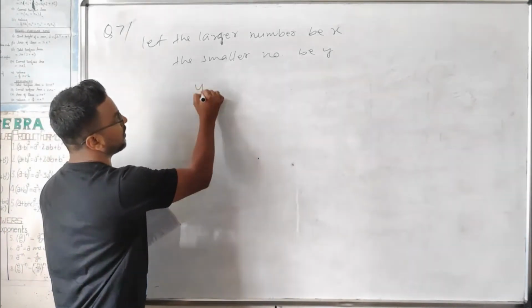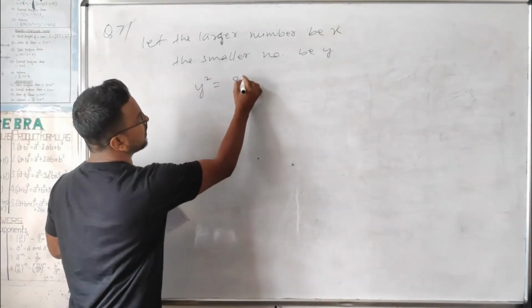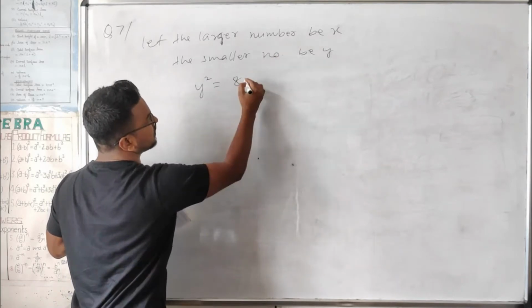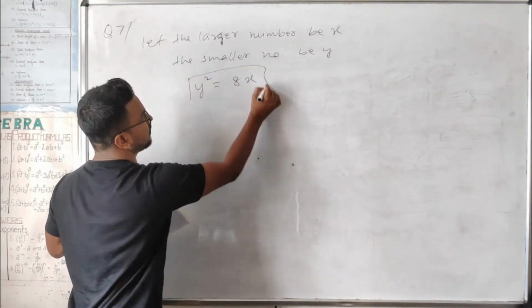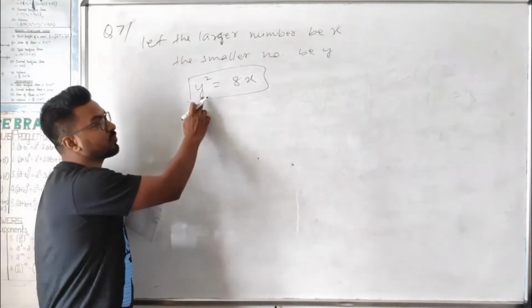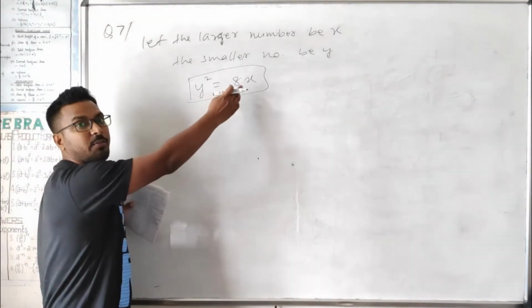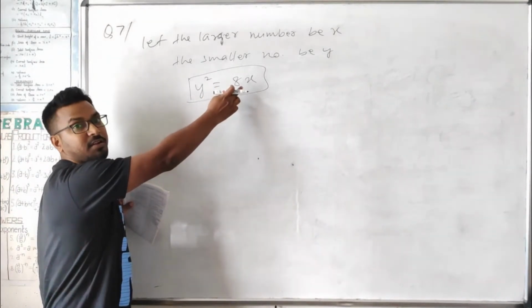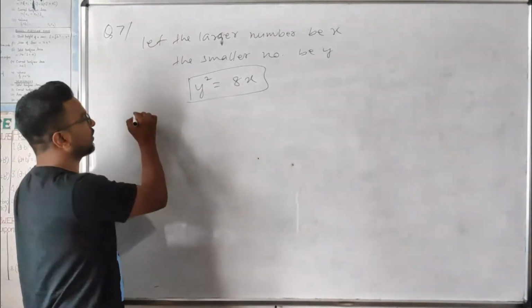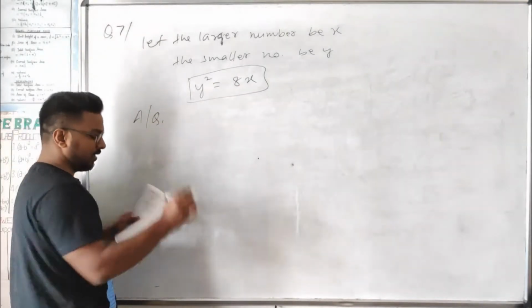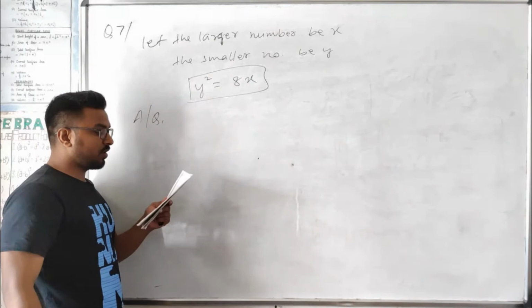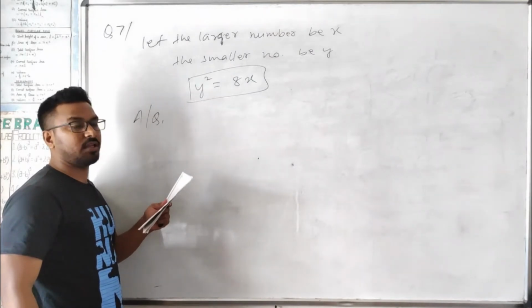Okay, now it is given the square of smaller number is 8 times the larger number. Larger number is x. Okay, the square of smaller number is equals to how many? It is 8 times the larger number. Fine. Now according to question, it is given the difference of square of two number is 180.